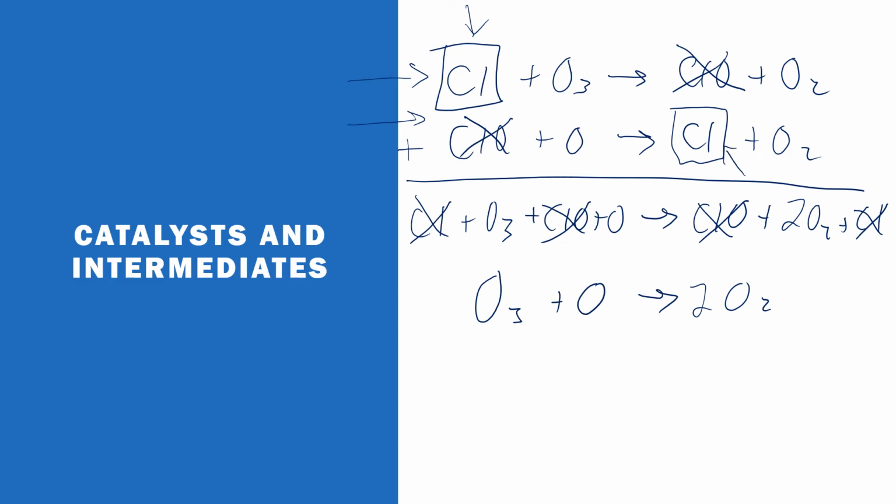So a key feature of catalysts is that they're not present in the overall reaction because they are present at the very beginning and at the very end. So they cancel out. They're reproduced. So catalysts are not used up over the course of the overall reaction.